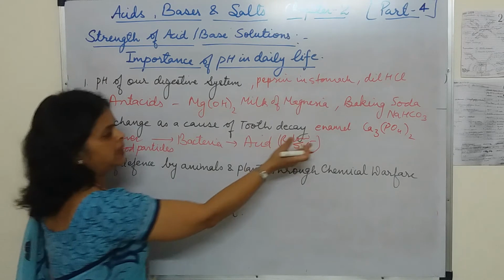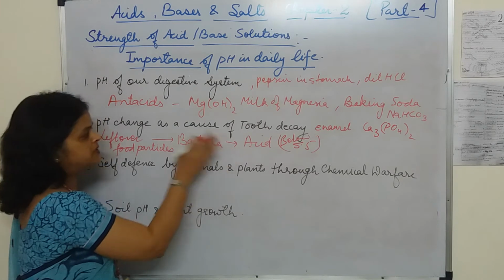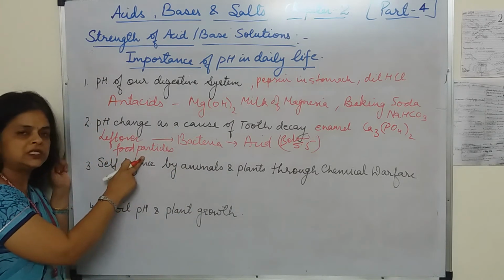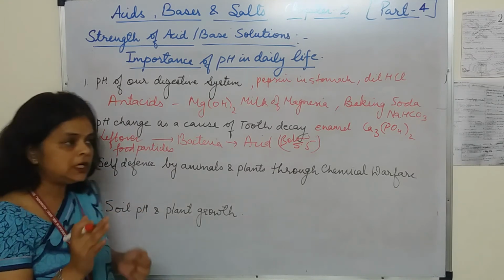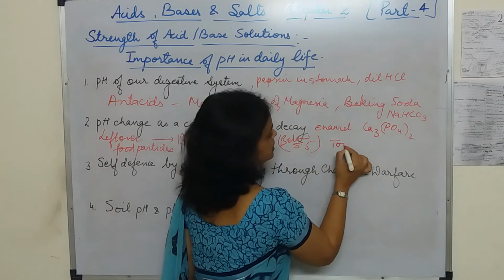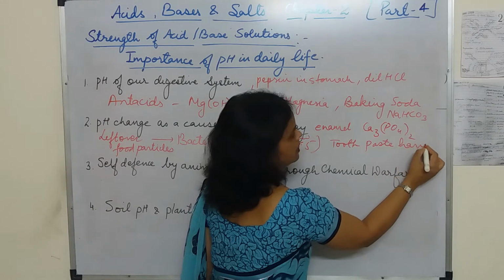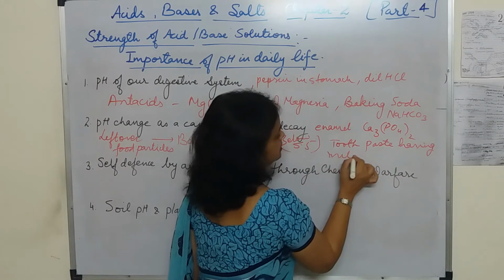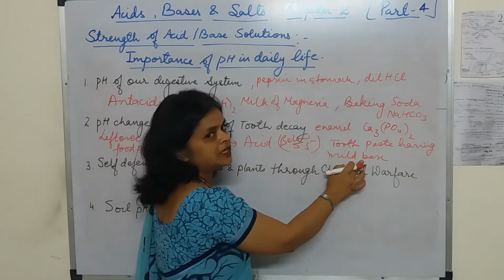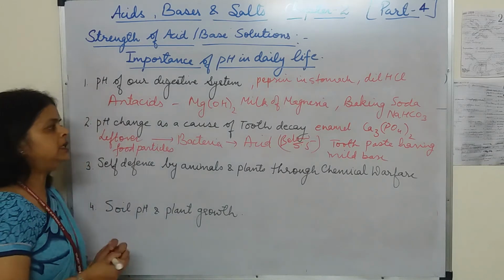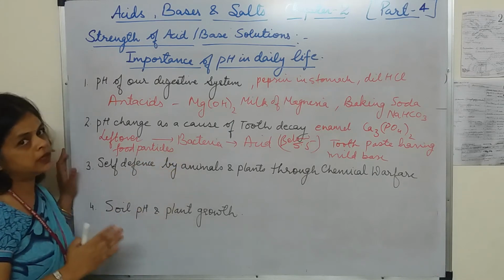Okay, and when this enamel starts corroding, that means the tooth decay starts. So to avoid this, first, there should not be any food particles left behind. After every meal, you should clean your mouth. When you are cleaning, you should use a toothpaste which has a mild base, so that whatever acid is produced will be neutralized by this mild base, and in turn the pH will not go down below 5.5 and the enamel will not get corroded.